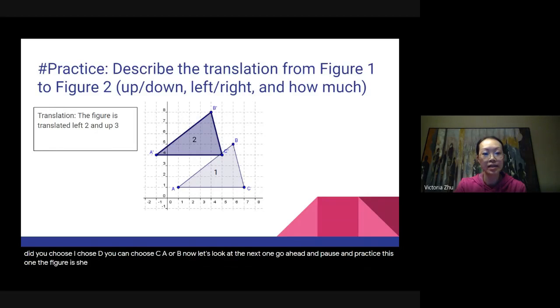So the figure is translated left 2 and up 3. This time I used point A. From A of figure 1 to the A apostrophe to the figure 2, I see that it moved left 2 and up 3.